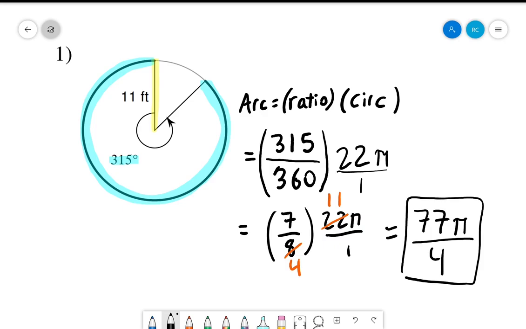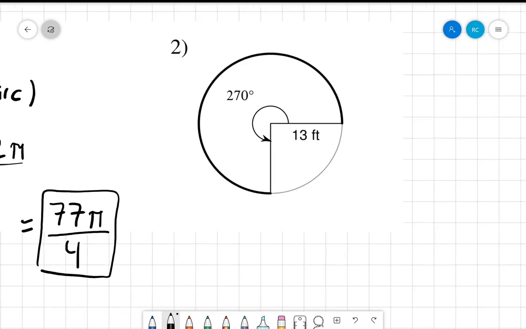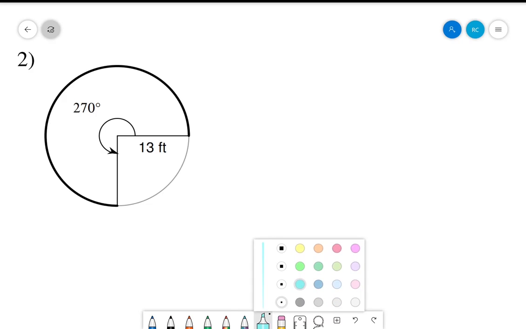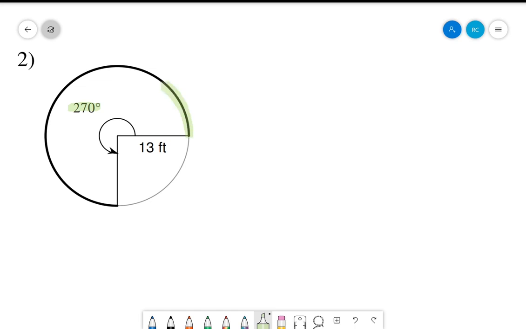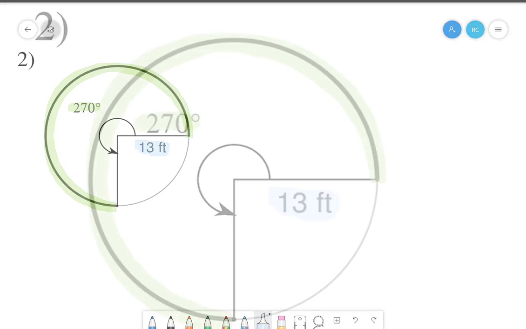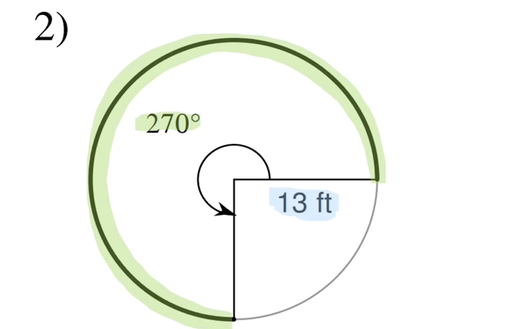Let's look at another one. Here we have 270 degrees as my central angle. I'm still looking for the larger of the two possible arcs. And I know that my radius is 13 feet. Take a moment, pause the video, see if you can find out what the length of this highlighted arc is.